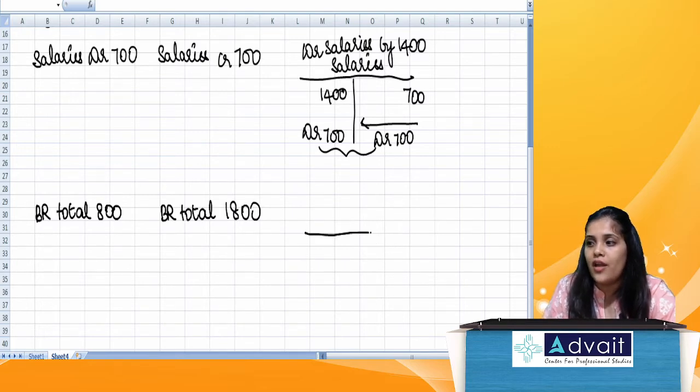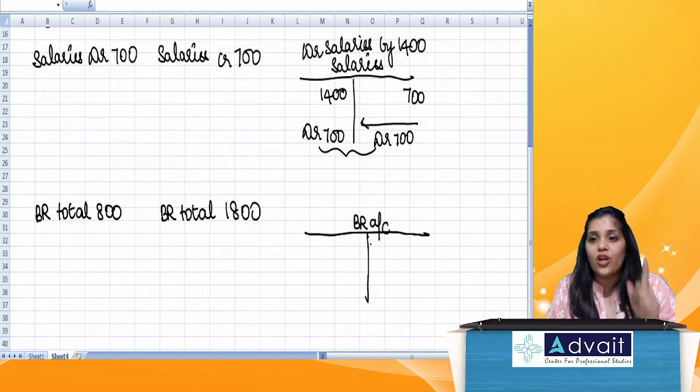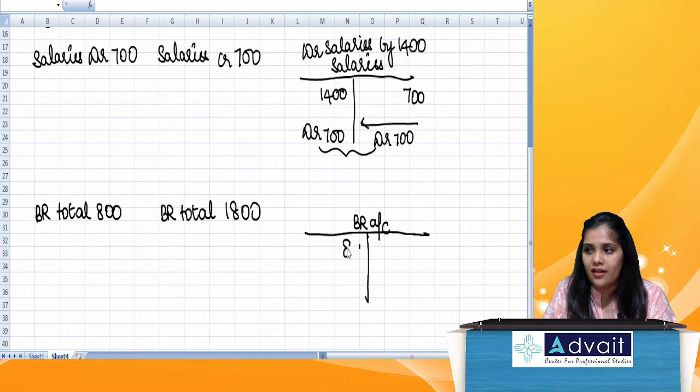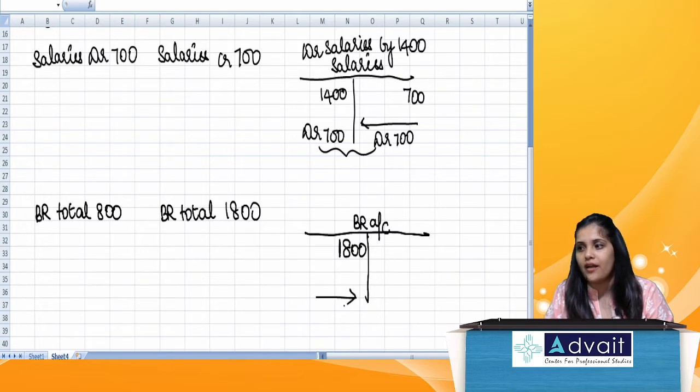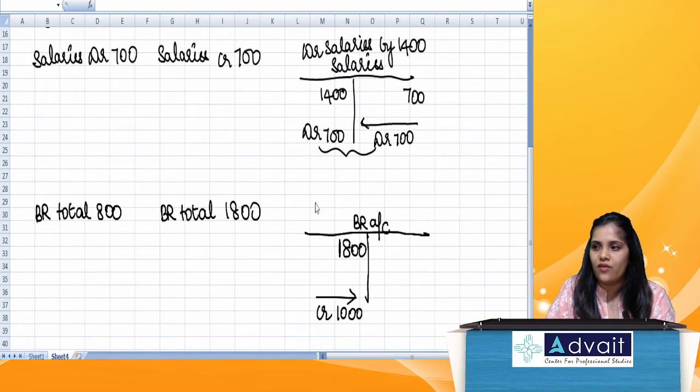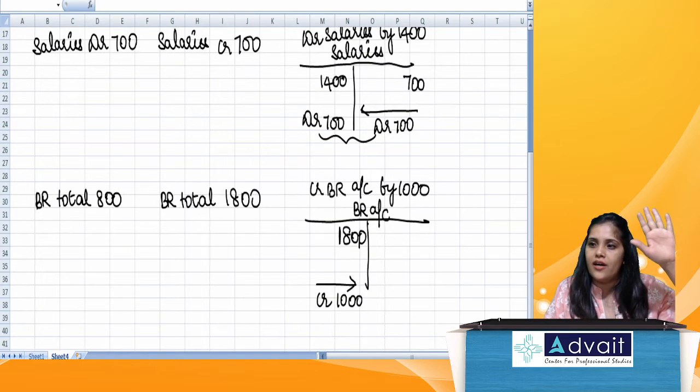So, what happened? Now, you have to think. Bills receivable book total will go to bills receivable account. Bills receivable account is an asset account. You should debit it. So instead of debiting 800, we debited 1800. So what to do? Can I say go back to 800? So credit 1000. So our rectification will be credit bills receivable account by 1000. Clear everybody? Any doubt till here?